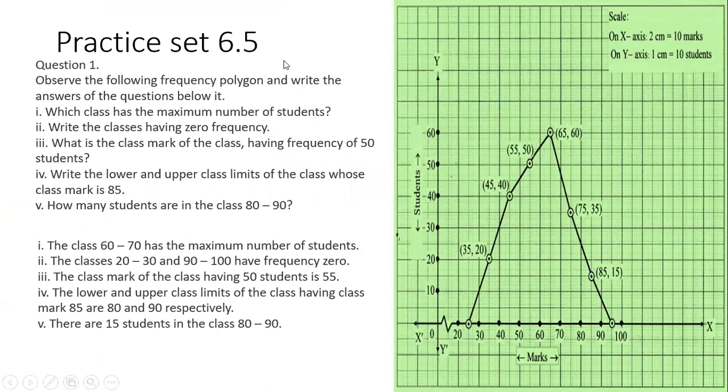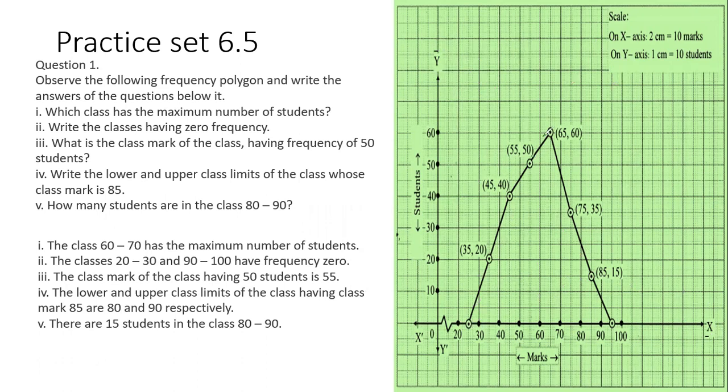So the first question is given there. Observe the following frequency polygon and write the answers of the questions below it. So here you can see the graph of the frequency polygon is given. This one is the x-axis, this one the y-axis. The scale is written there.